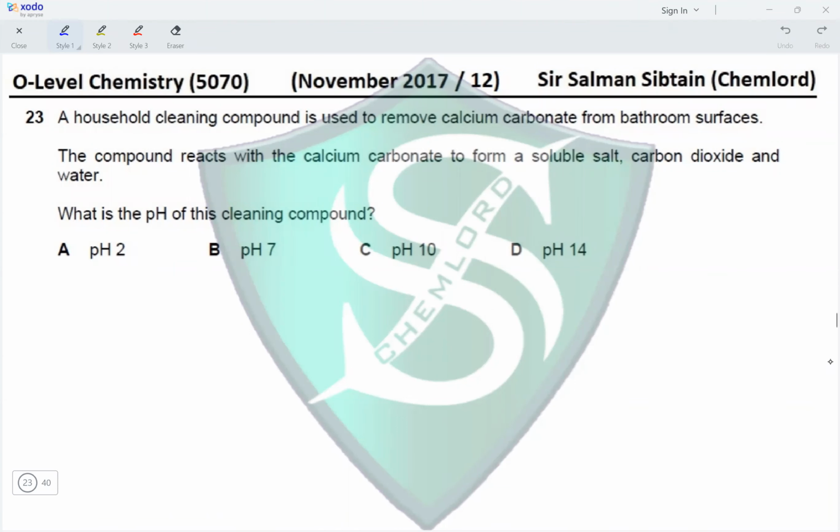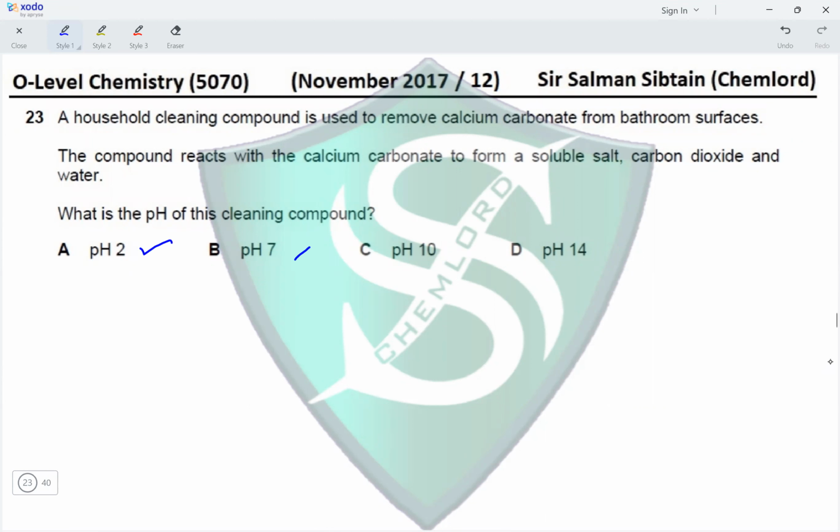Question 23. A household cleaning compound is used to remove calcium carbonate from bathroom surfaces. The compound reacts with calcium carbonate to form a soluble salt, carbon dioxide, and water. So this should be an acid. What is the pH of this cleaning compound? So an acid should have a pH less than 7. So we have got pH 2, which is an acid.